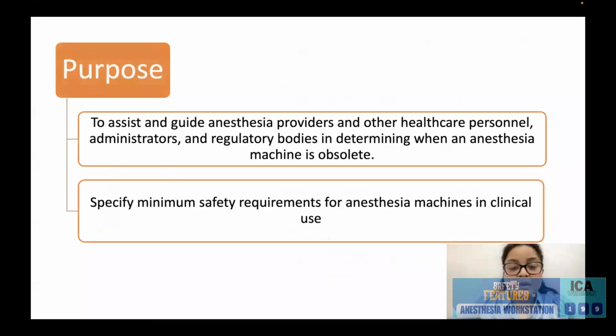So the first thing is, what is the purpose of these criteria? The first and foremost purpose of these obsolescence criteria is to assist and guide the practitioners as well as the administrators and regulatory bodies to determine whether the machine has become obsolete or not. It also specifies some minimum safety requirements for an anesthesia machine to function in clinical scenarios.